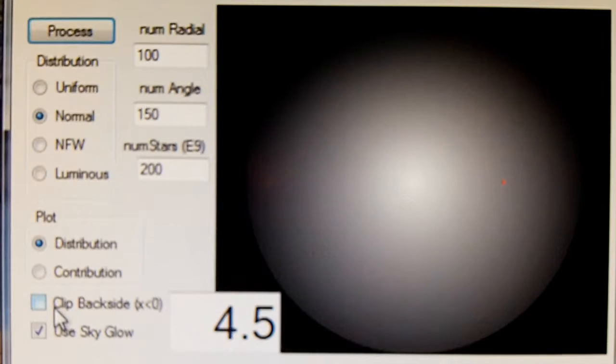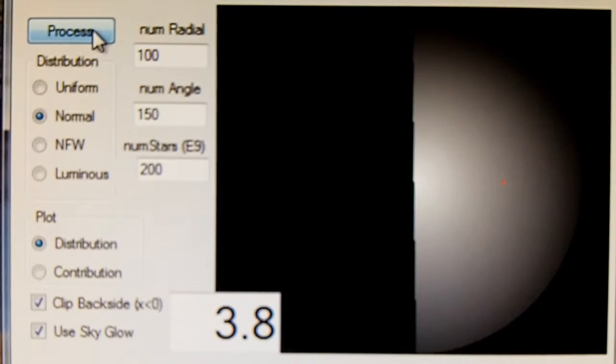Then I can clip the backside of the universe. In other words, you could say, since the Earth is here, we can't really see the backside of the universe because that's going to be obscured by the side of the universe we're on. We get rid of that. It doesn't change that the nighttime sky should be at least 4 times brighter with all that stuff.